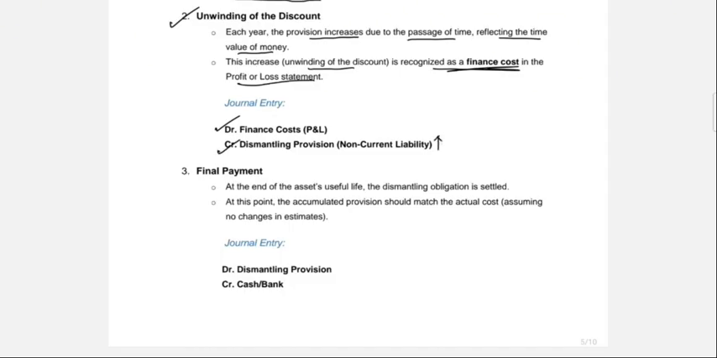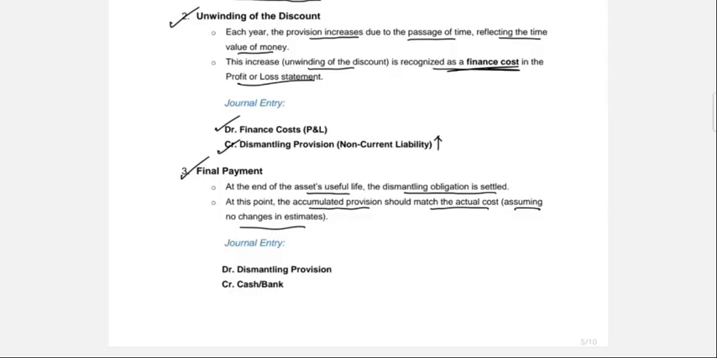You will increase that liability to reflect the time value of money, and every single year this liability will keep on increasing until it becomes equal to the future value which you will have to pay when the time of restoration or dismantling comes. And therefore, when the final time comes, the final payment at the end of the asset's useful life, the dismantling obligation is going to be settled. At this point, the accumulated provision should match the actual cost, assuming no changes in estimates, because if there is any change in the estimate, it will have to be reflected in the value of the provision.